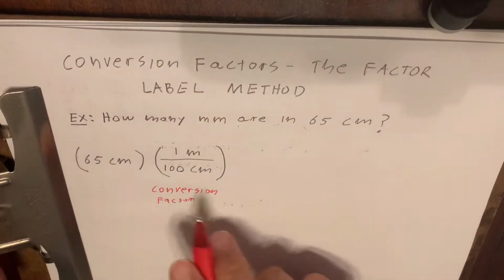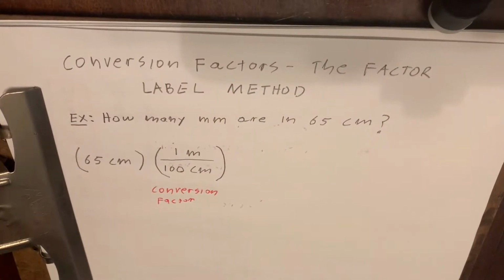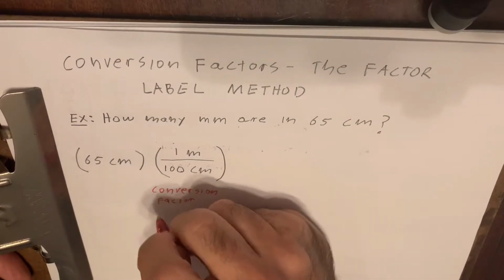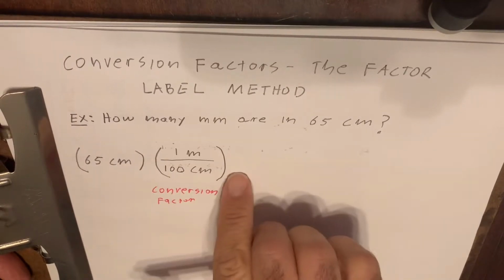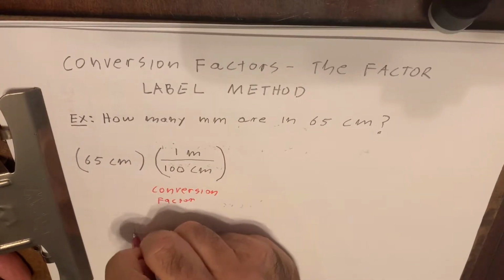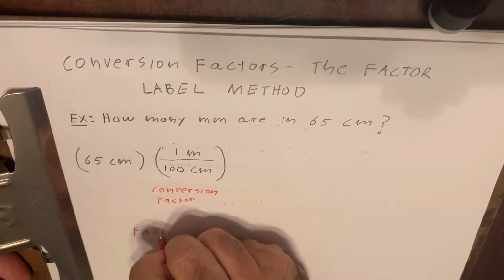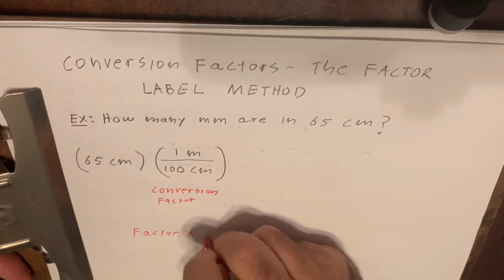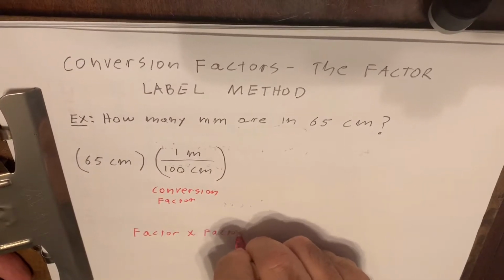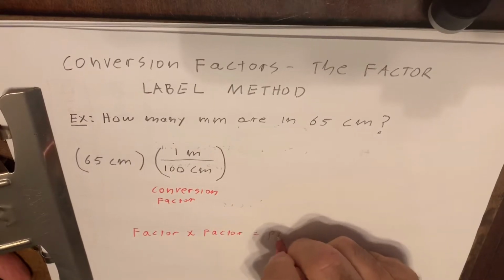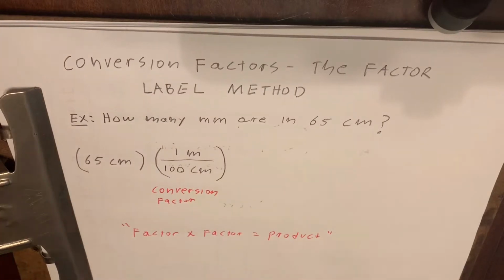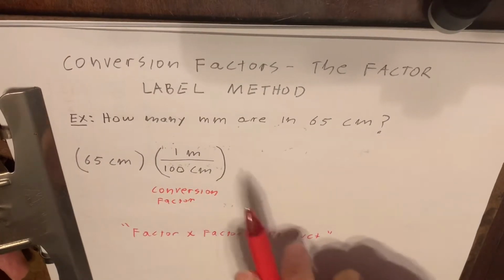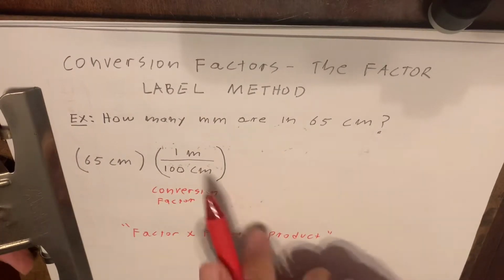Okay, so this is called a conversion factor. Now, first of all, why is it called a factor? The reason why a conversion factor uses the term factor is because we use it in multiplication. And remember, factor times factor equals product. But I want you to also see something that's really, really important in this idea.